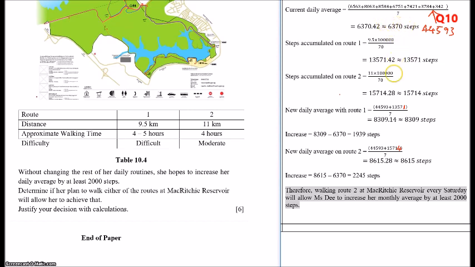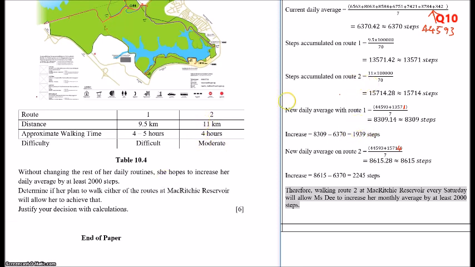Because the average step increased by 2000. Is this the average? So what we do is we take the total. So this is the total. We add this extra 13k over here, and then divide by 7 again. So this amounts to 8309. So from here you can see that 8309 minus the original 6000 plus is 19 something. This is not enough. So we do the same thing for route 2.